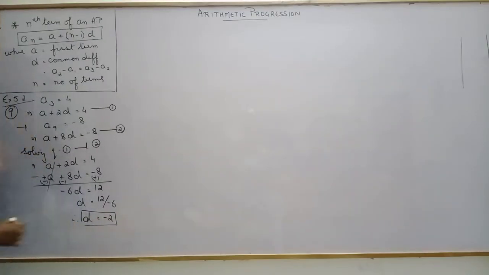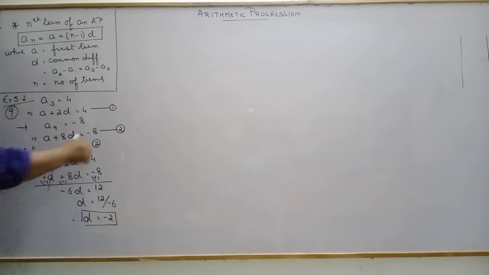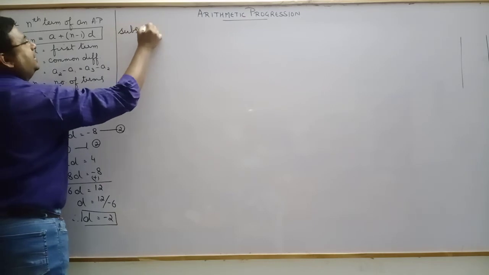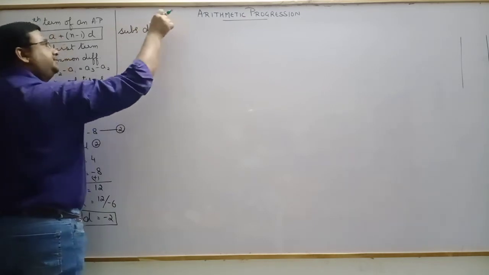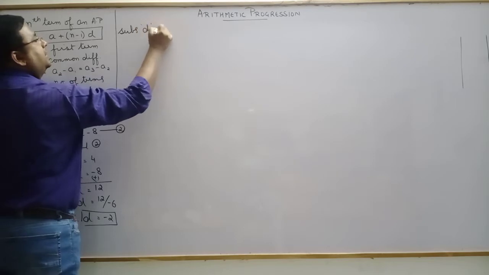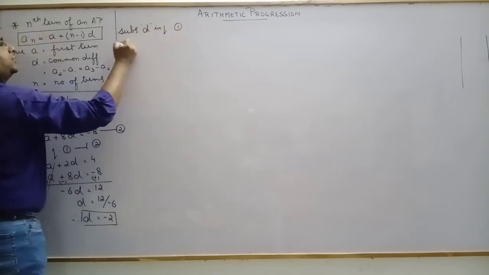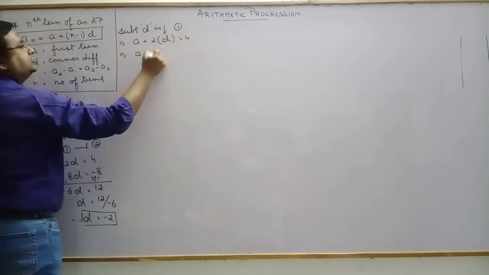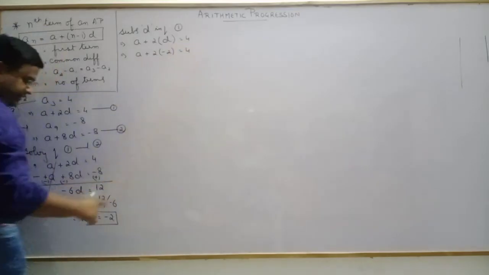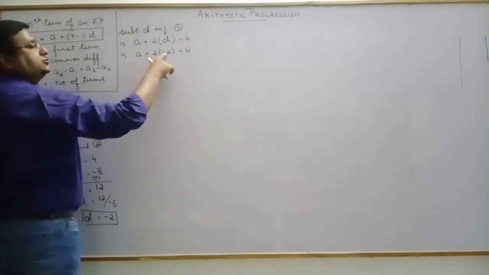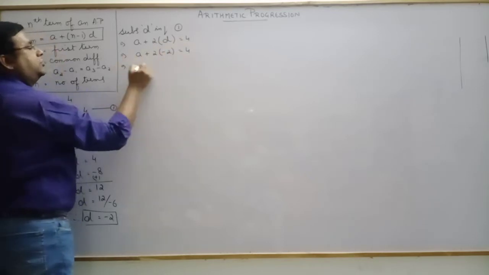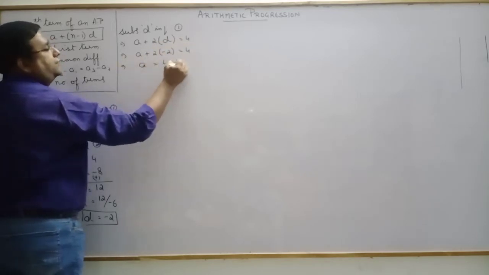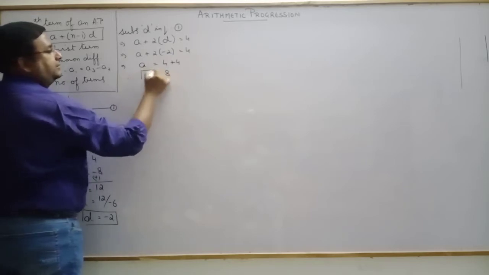I don't need to teach this. We have done this in linear equations. We have d. Can we find a? Substitute a, d in equation first or second, anywhere you want. Substitute d in equation number first. So a plus 2 into d is equal to 4. So a plus 2 into minus 2 is equal to 4. d was minus 2. 2 into minus 2 is minus 4. Minus 4 comes over here, plus 4. So a is equal to 4 plus 4. So therefore a is equal to 8.